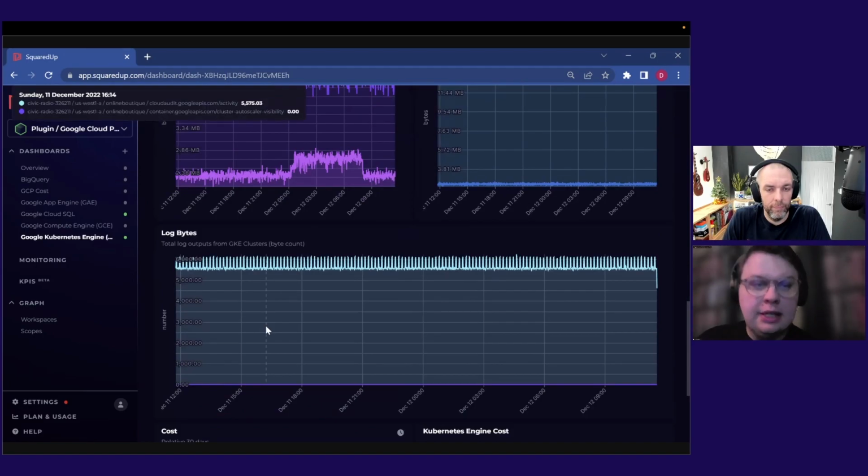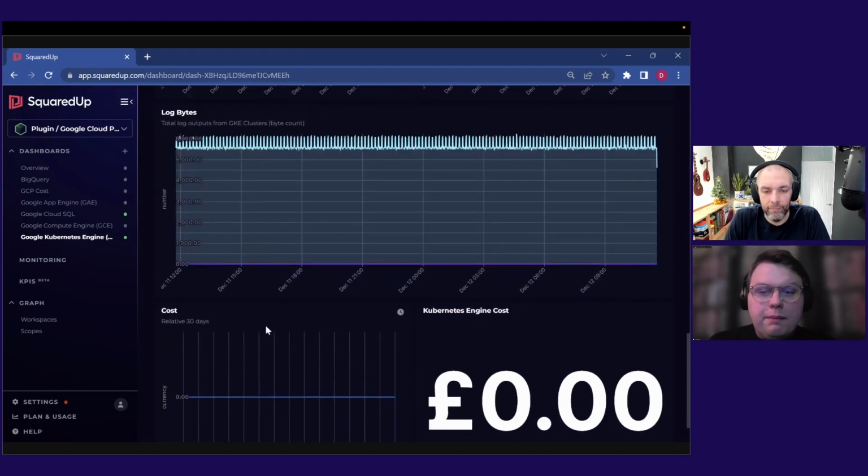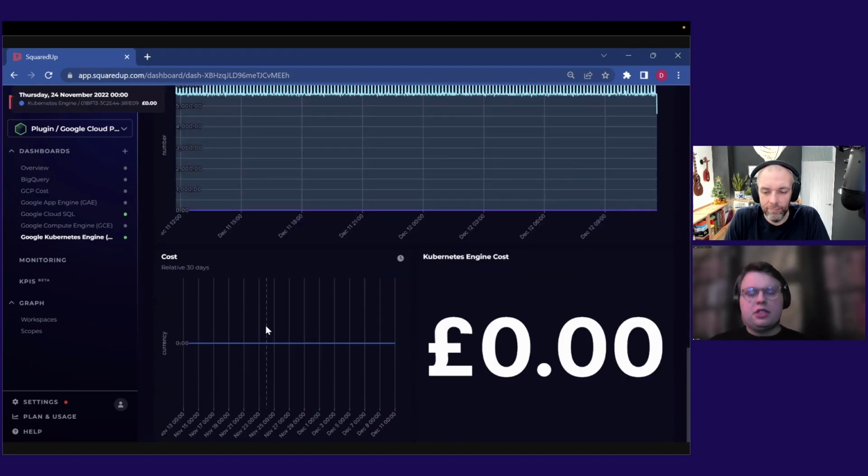So log bytes, this is worth understanding as well, especially if you have your logs exported to Google Cloud Monitoring or Google Cloud Logging, or any other third-party logging service. Again, if this drops off a cliff and hits 0, it's worth looking into, because you might not be surfacing any logs. So if something were to go wrong in the future, you might not understand it, so it's worth identifying that.